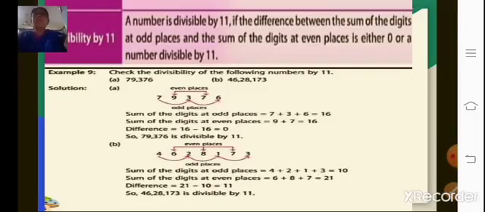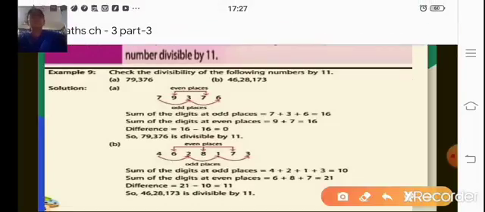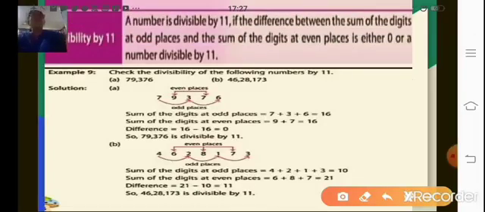To understand the test of divisibility, you should be thorough with the rules of divisibility. Okay, children. Now, divisibility by 11. A number is divisible by 11 if the difference between the sum of the digits at odd places and the sum of the digits at even places is either 0 or a number divisible by 11. Even this is simple. Just see this.